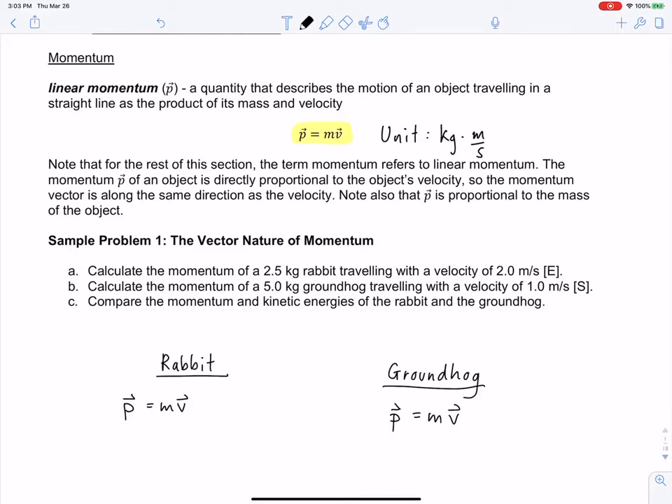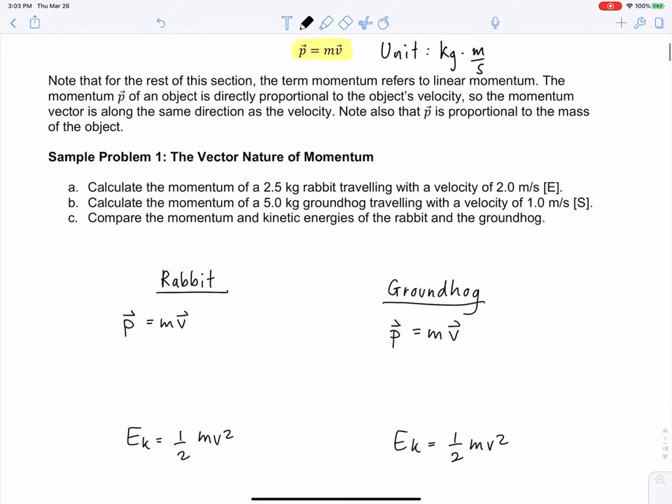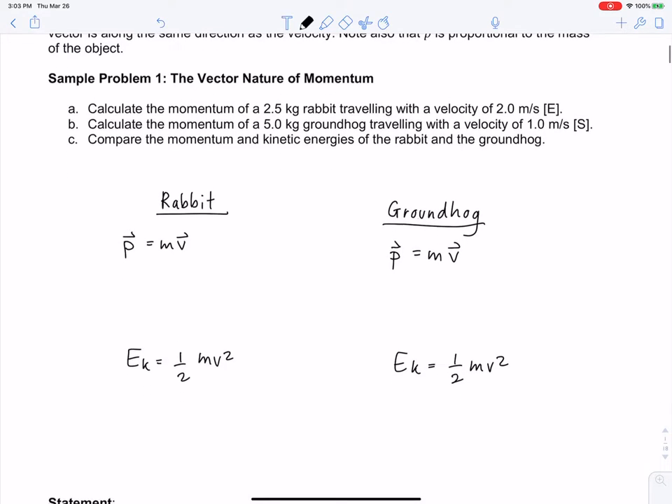Let's try a sample problem. Calculate the momentum of a 2.5 kilogram rabbit traveling with a velocity of 2 meters per second east. Then calculate the momentum of a 5 kilogram groundhog traveling with a velocity of 1 meter per second south.